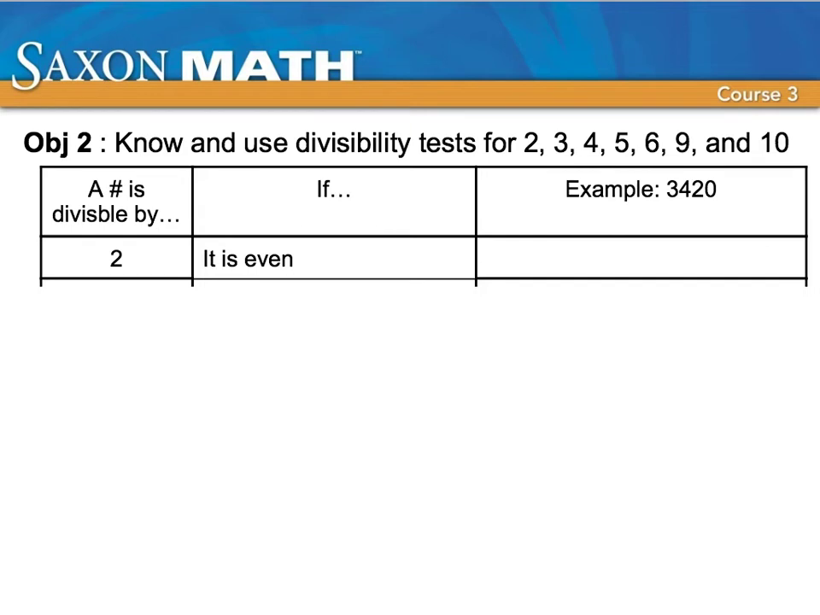So if I look at the number 3420, when I want to know if a number is even or not, I look at the very last number. So I'm looking at the 0. Even numbers end in 0, 2, 4, 6, or 8. Well, 3,420 ends in 0, so it is even. That means it is divisible by 2. So yes, it's divisible by 2.